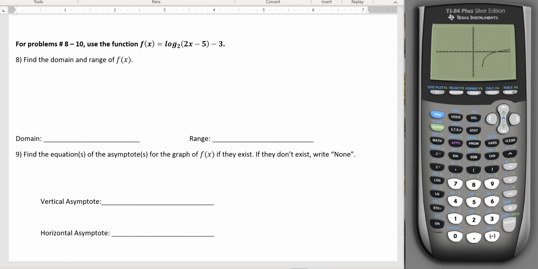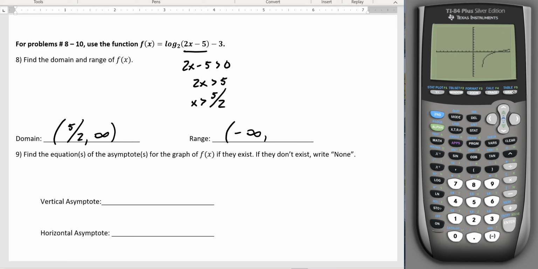Excellent. So remember, to find the domain, we can set the argument greater than 0, so 2x minus 5 has to be greater than 0, so 2x has to be greater than 5, which means x needs to be greater than 5 halves. So the domain would be 5 halves to infinity. The range, remember the range for logarithmic functions, is always negative infinity to infinity.